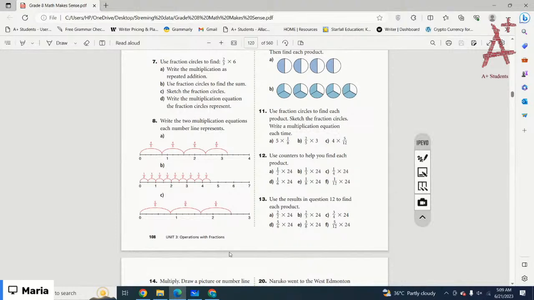Okay, look at this one. You have 4 over 5, 4 over 5, 4 over 5. How many times do you have it? 1, 2, 3, 4. Got it? Here you have question number 8a.